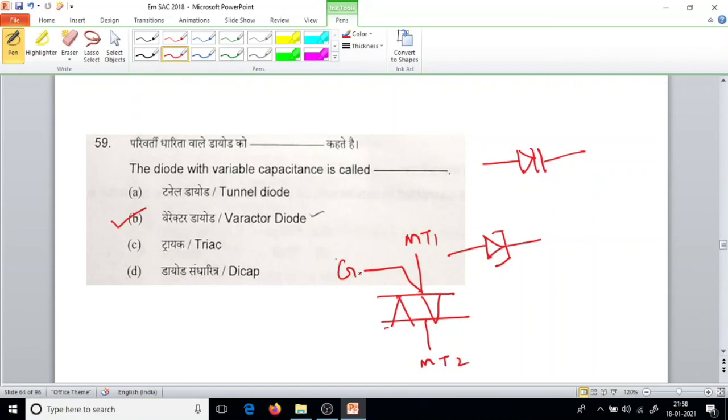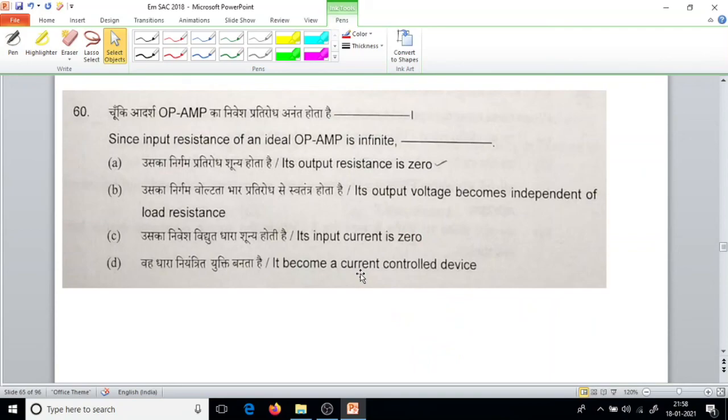Now today's last question. So we are completing the second part. The third part, I will try to put it this week itself, if the time permits. Since the input resistance of an ideal op-amp is infinite, the output resistance of an ideal op-amp is 0. Answer is option A.